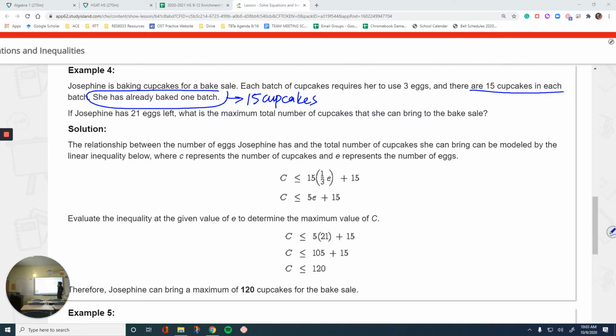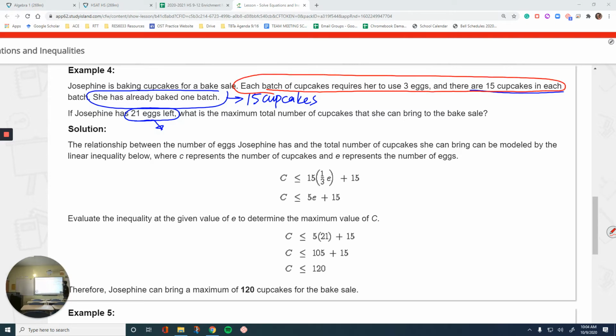If Josephine has 21 eggs left, what is the maximum total number of cupcakes that she can bring to the bake sale? So we are trying to figure out how many cupcakes in total, right? So she has 21 eggs left. How many cupcakes can she make out of this? Let's figure that one out. So we are trying to figure out the relationship between the eggs and cupcakes, right? So that brings me to this part of the question.